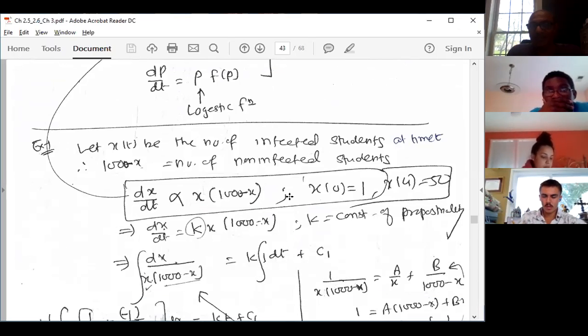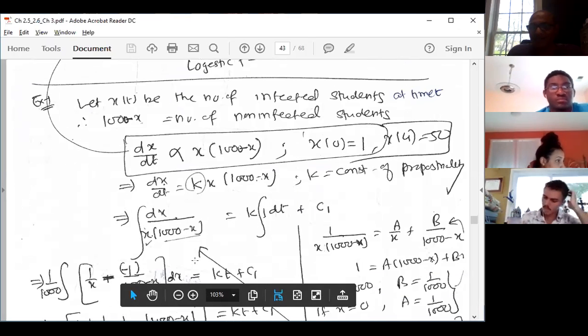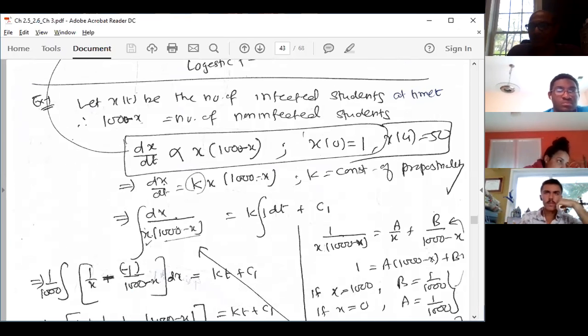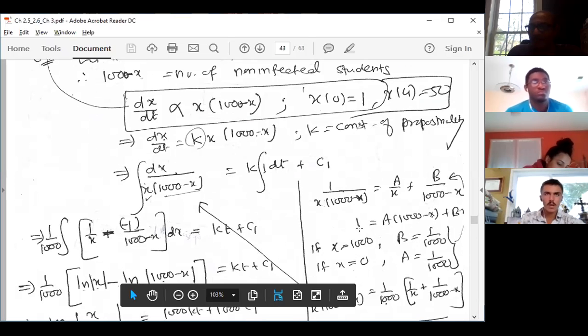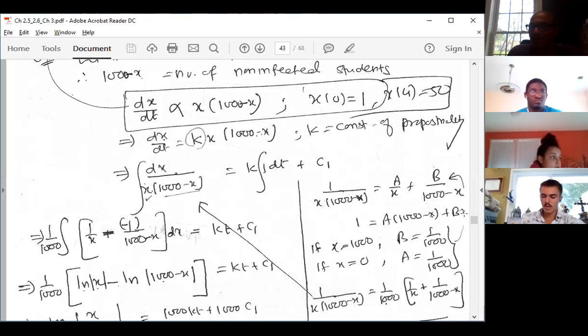Okay, so the question is how to solve this logistic equation. Use the proportionality constant, and divide by x and 1000 minus x. You have a product of two functions in the denominator, x and 1000 minus x. Whenever you have a product of two functions in the denominator and you're looking for the integration, you don't have any other choice except the method of partial fractions. Agree? So after this step, just go back to the right side. 1 over x(1000 minus x) is A over x plus B over 1000 minus x. So 1 equals A(1000 minus x) plus Bx.